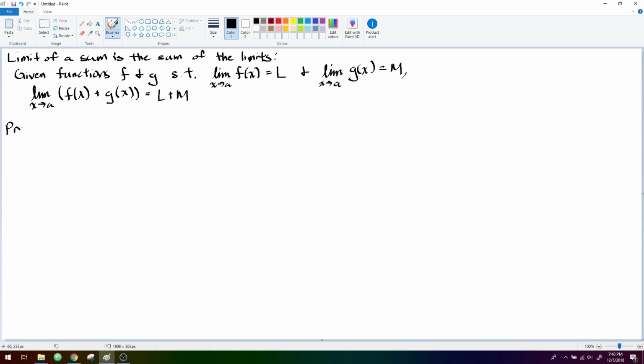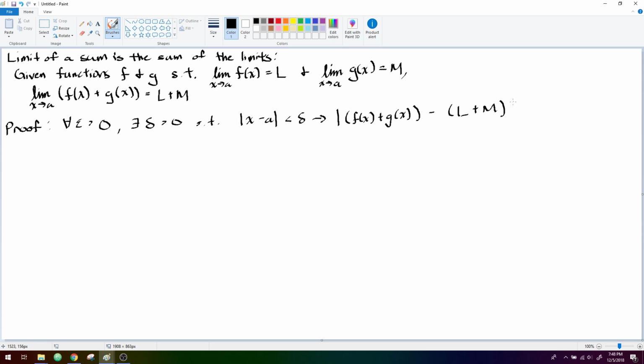And we can actually use the epsilon-delta definition to prove this. So let's start by writing exactly what we're saying. For every epsilon that you could imagine, and of course this includes arbitrarily small values of epsilon, we need to show that there exists some delta greater than 0 such that whenever I squeeze x to being within delta of a, I have also squeezed the sum f of x plus g of x to being within epsilon of the sum of L and M.